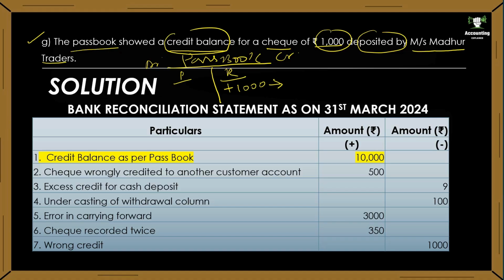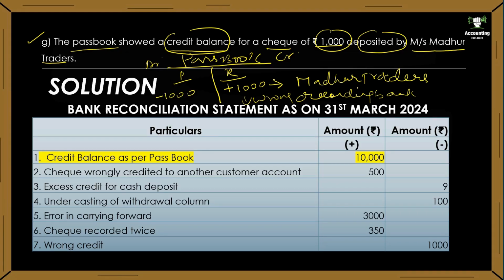They have taken the Madhur Traders check to our company Madhu Traders. Okay, so this is a wrong recording by the bank. If we deduct this 1000 rupees, we will be able to get the cash book balance correctly, as in the cash book this entry would not have been recorded. So see point number 7: wrong credit, under the deductions column, rupees 1000.